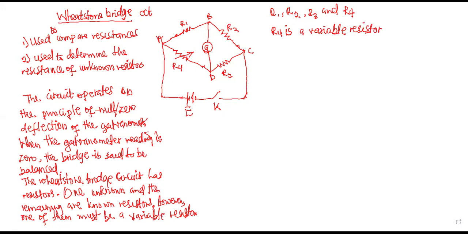Are you there? Hello, are you there? Yes, please. Okay, so the variable resistor is what is shown or indicated as this.